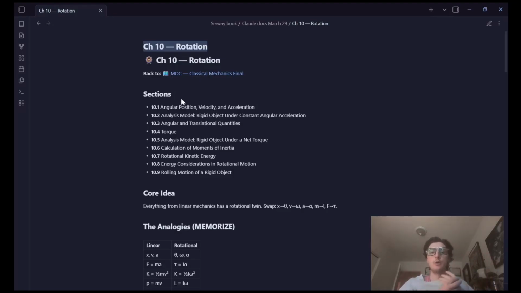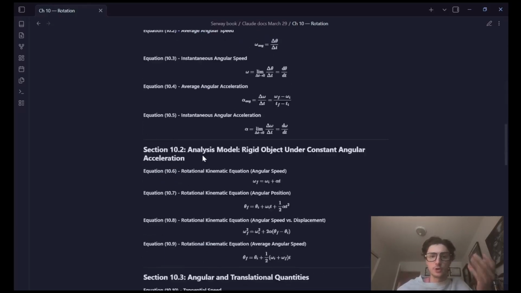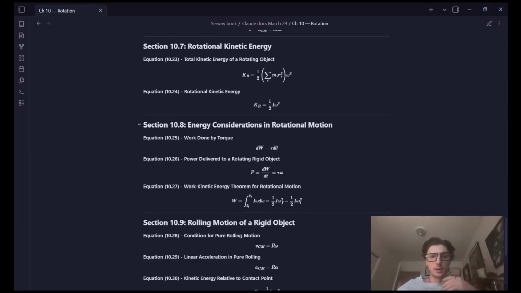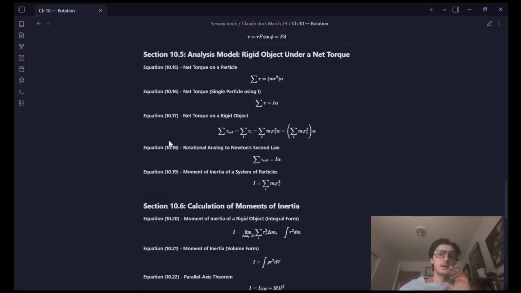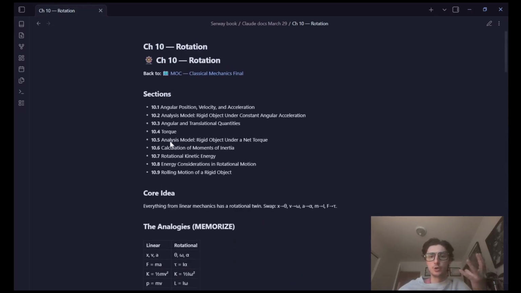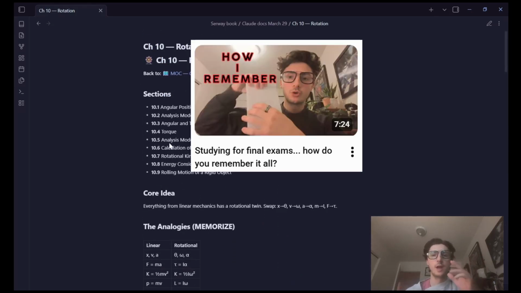If you want to see how I remember stuff, because there are so many equations here, look at all these equations. It goes till equation 33, just in one chapter. Do you have to remember this equation right here? This one? Probably not, but it's kind of nice to remember as much as possible. So if you need help remembering stuff, I have another video. Check out this one over here, I think.